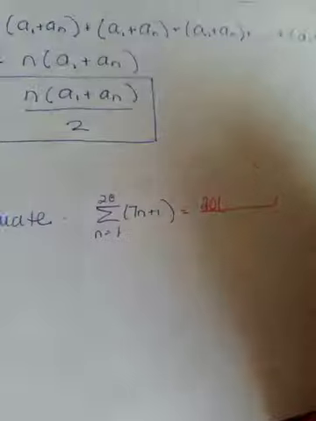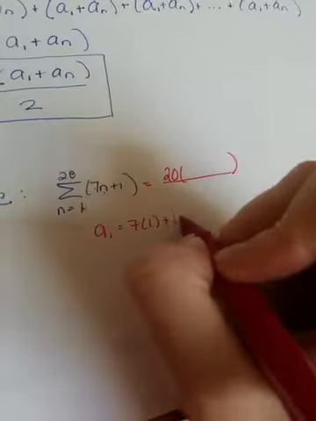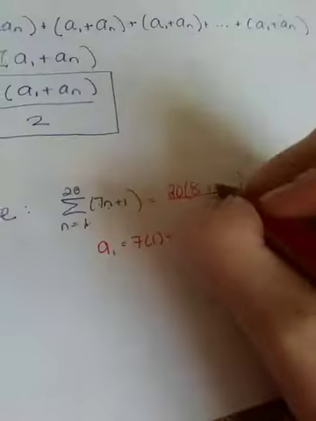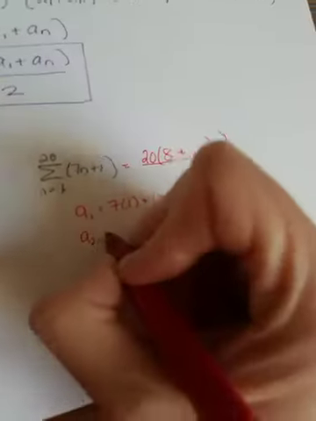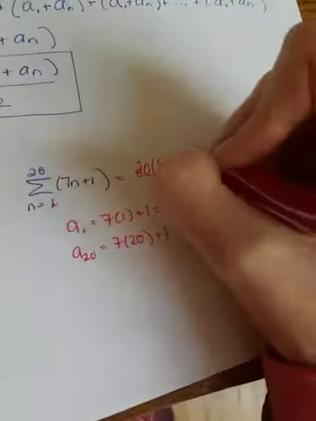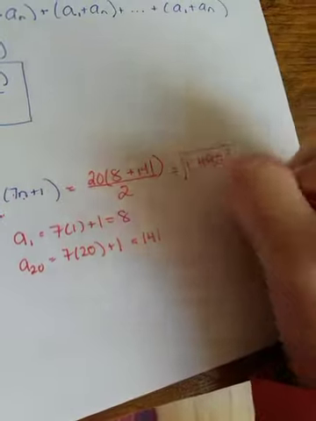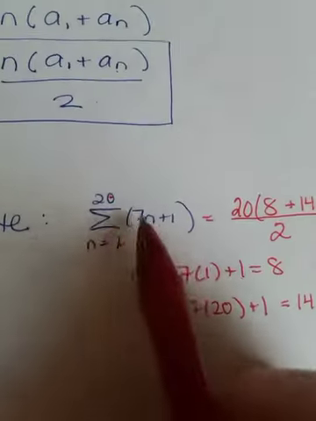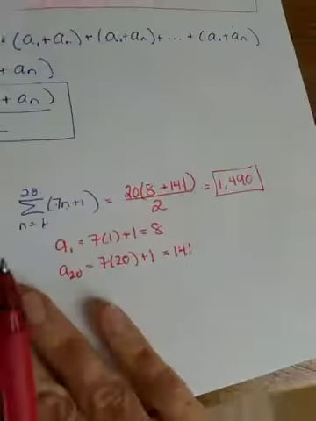And then my first term, because that says a sub 1, so I have to put 1 in. That represents your first term. 7 times 1 is 7, plus 1 is going to be 8. So that's your first term. And then I need a sub n. So my last term is a sub 20. It's going to be 7 times 20 plus 1, which is 141. And it says to divide by 2. So if you put that into your calculator, you should get 1,490. So that means if you add up this expression, 7n plus 1, from the first term all the way up to the 20th term, you're going to get 1,490.